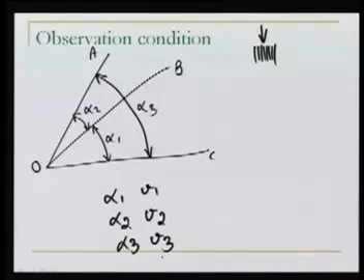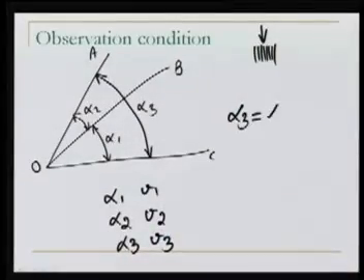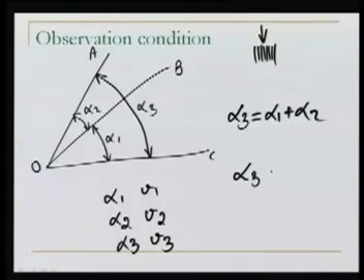The observation condition means that had these been true values, with no errors at all in taking the observations, then alpha 3 should have been equal to alpha 1 plus alpha 2. Yes, if they are true values, but no, we are not observing the true values. So, no more is alpha 3 equal to alpha 1 plus alpha 2. So, this is the observation condition. So what we said was, our observations should satisfy the geometric condition and the observation conditions.